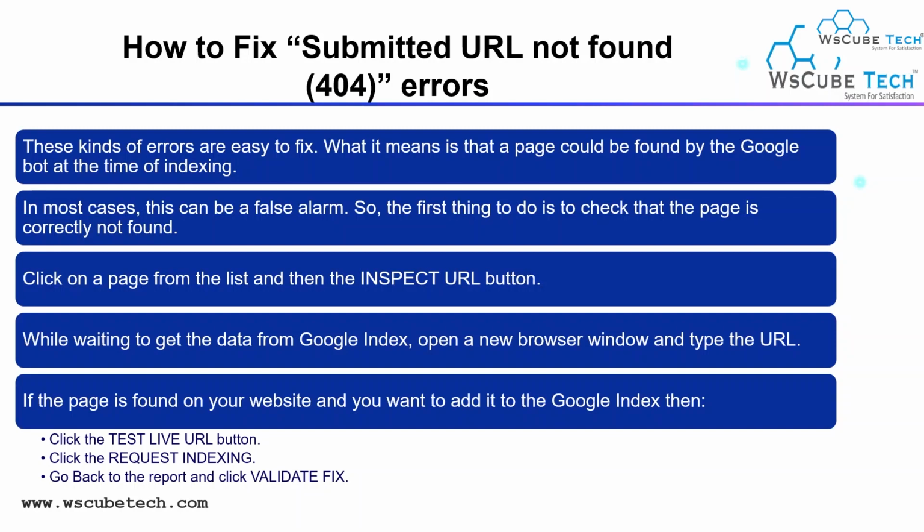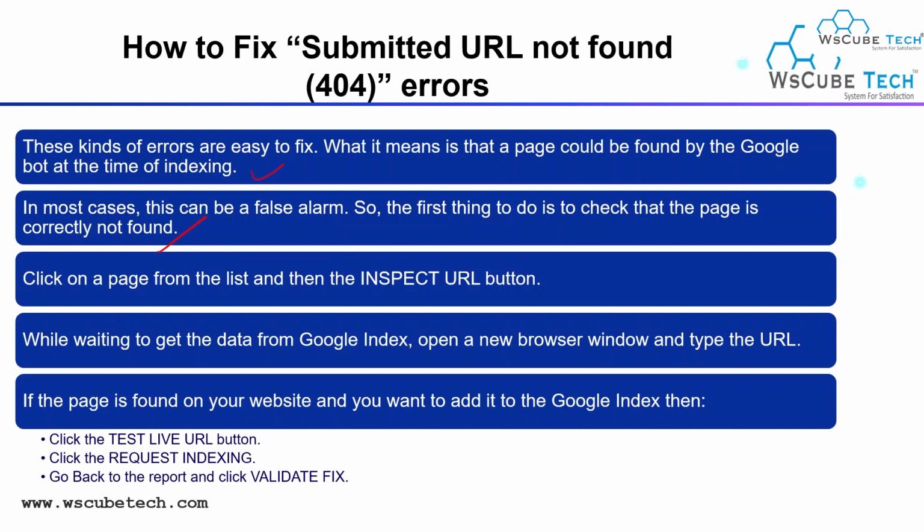What it means is that a page could not be found by the Googlebot at the time. In most cases, this can be a false alarm. So the first thing to do is to check whether the page is correctly found or not. And how to do that? For this, you have to simply copy that link, test live, and then check whether that page is a 404 error, or whether the page is fine or not.